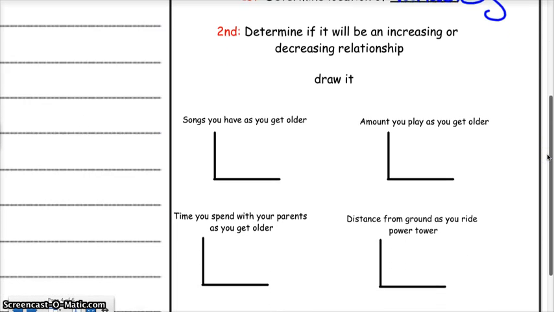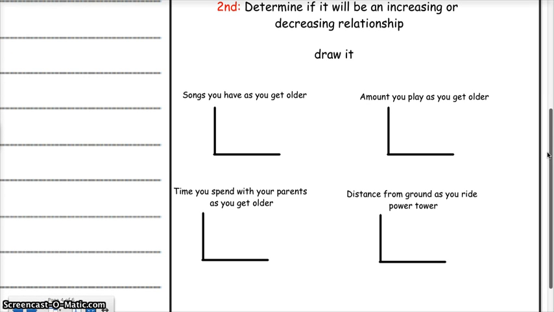Let's look at this first example: songs we have as we get older. So what are the two things I'm talking about? Age and songs, songs and age. Those are my variables. So which one is independent, my age or my songs? Age, because songs depend on it. I'm not at 1 year old buying all these songs, right? Sometimes my parents just sing to me and that's all the songs I need. So age is independent. Be writing this down: the songs depend on your age.